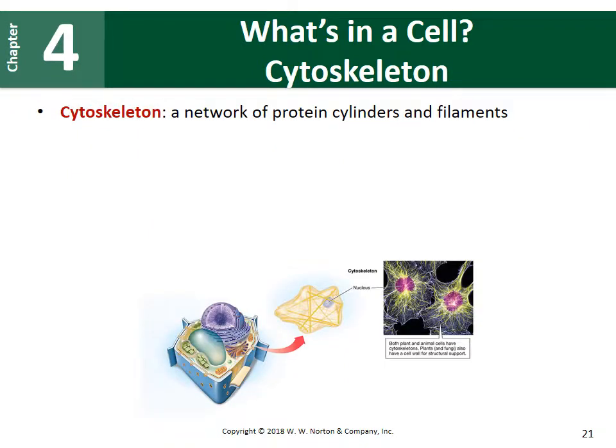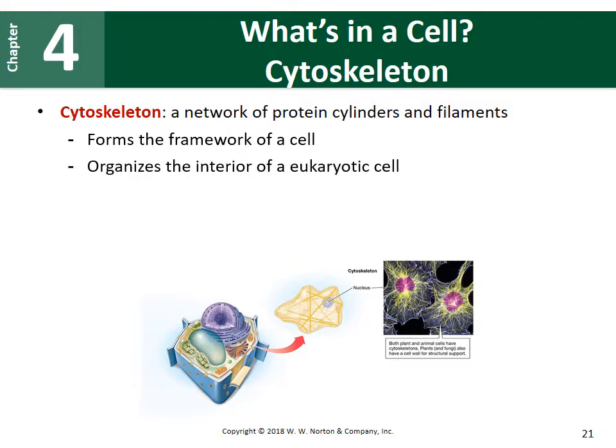In addition, cells will have a cytoskeleton. This is a network of proteins. They're in cylinders or filaments that provide structure to the cell. So there's a couple of different functions of the cytoskeleton. One is to form the framework of the cell. Another is to organize the interior of the cell. So it's going to organize all those different organelles, the Golgi apparatus, the mitochondria, etc.